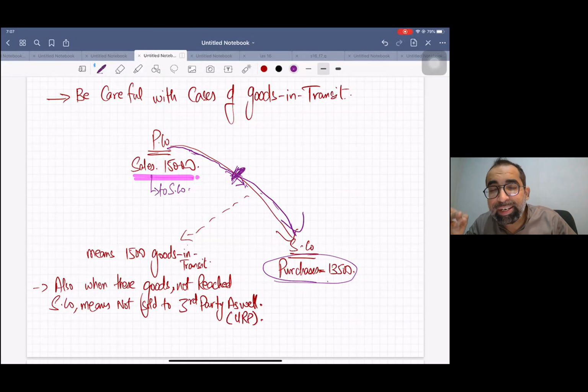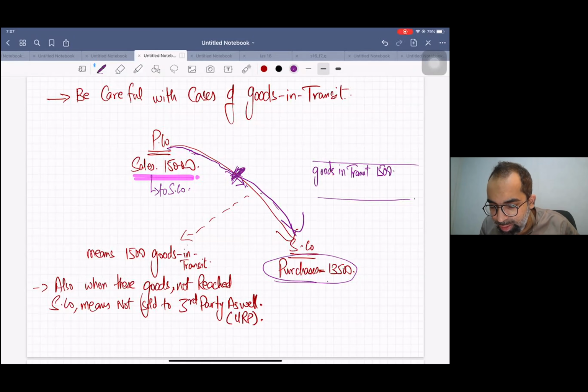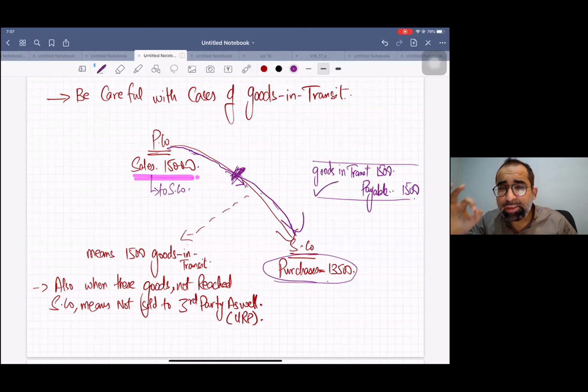When these goods which are in transit reach S company, we need to make this entry. Goods in transit, or some people write it GIT, goods in transit debit 1500, and S company's payable credit 1500. First entry we have to make: goods in transit debit 1500 and payable credit 1500.